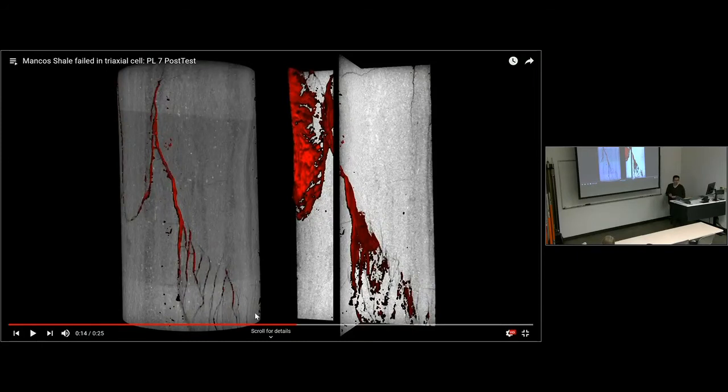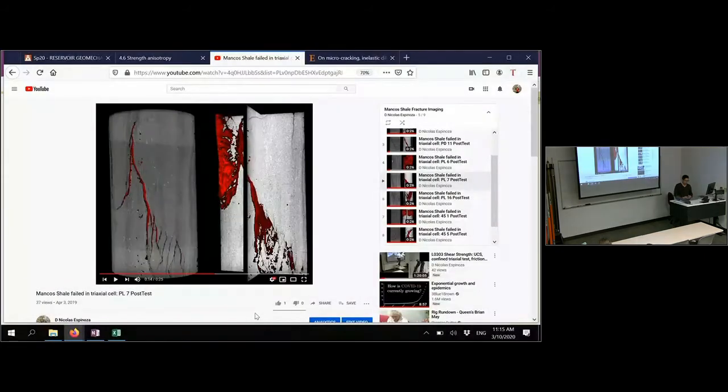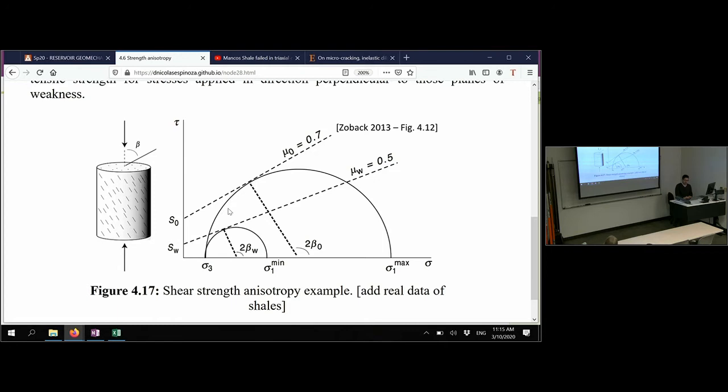All right, so the only thing I want you to remember from this is that rocks are, remember, anisotropic. Real rocks are anisotropic, not only in stiffness but also in strength properties. And that's going to be very important, especially in shales when you have to consider drilling or hydraulic fracturing, because how the rock is going to fail is going to depend on the direction in which you load it. And this applies to shear, this is an example, and also applies to tensile strength.